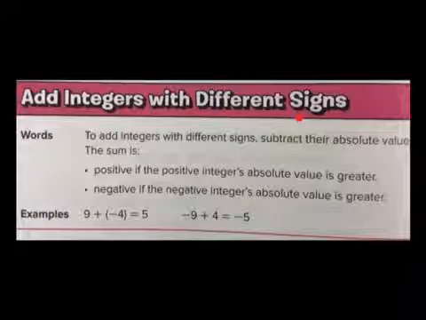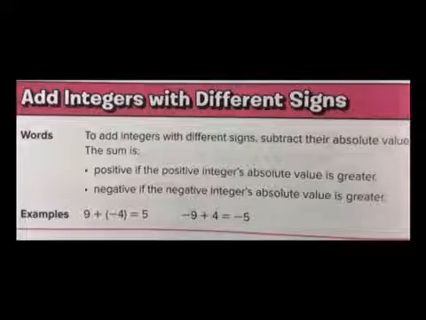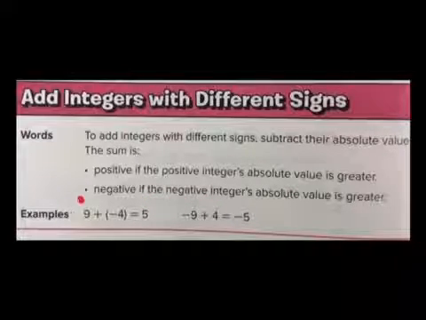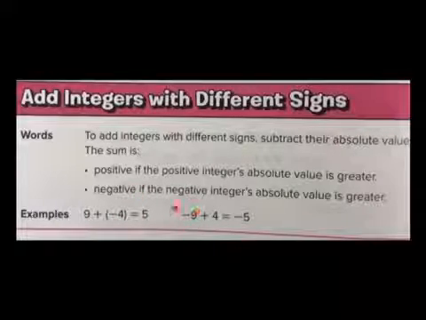Add integers with different signs. To add integers with different signs, subtract their absolute values. The sum is positive if the positive integer's absolute value is greater, negative if the negative integer's absolute value is greater. So clearly, here we have a positive that's bigger than the negative, so the difference is going to be positive. Here we have a negative that's larger than the positive, so the difference is going to be negative. That's another way to look at it.